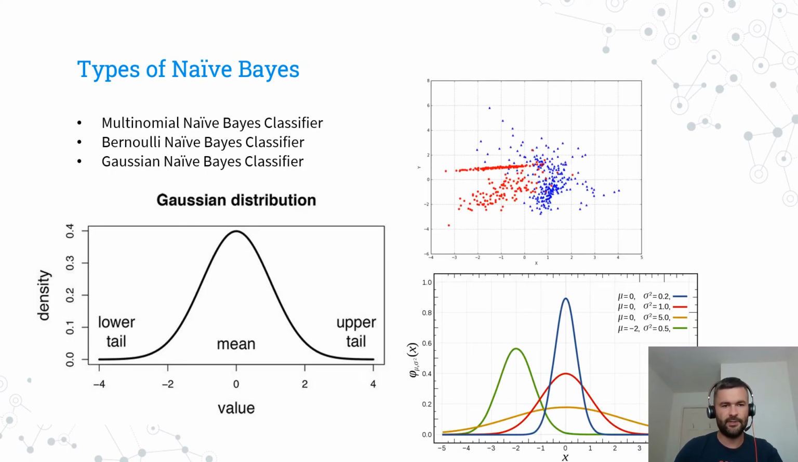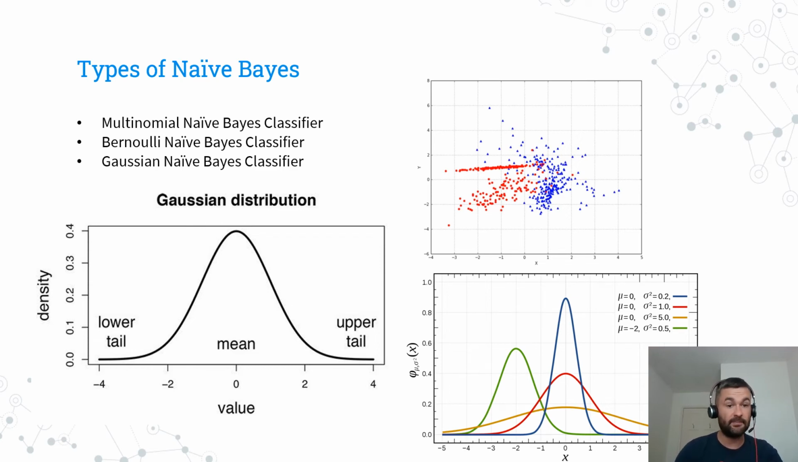What are the types of naive Bayes classifier? The first one is multinomial, and the multinomial frequency distribution of certain occurrences is represented by feature vectors. And this particular model is the one most frequently employed for document classification.